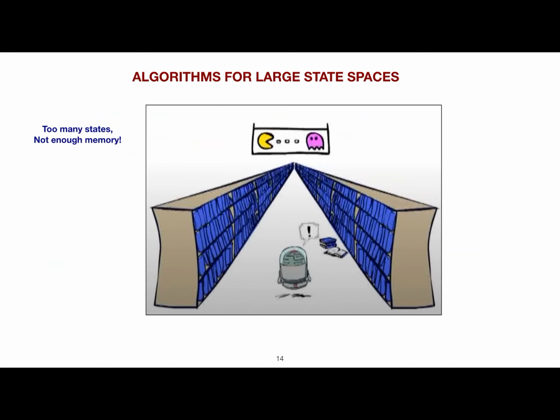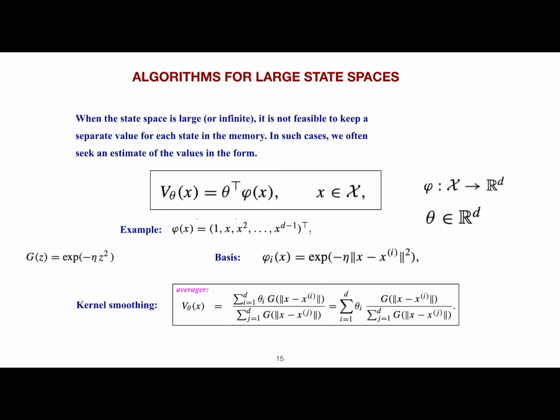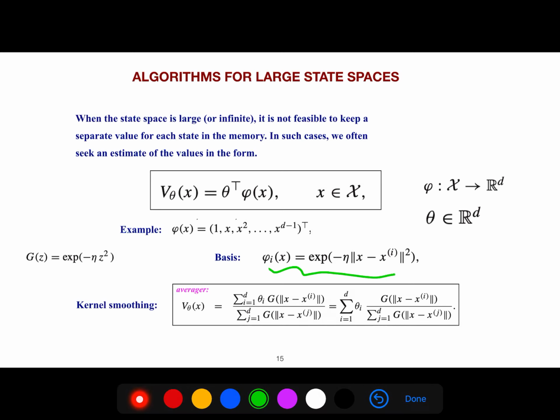I was saying that it takes memory, so we cannot do it for large state spaces. It's not tractable. So that's why people try to approximate it. It's funny because we are approximating the approximate. So we can use kernel smoothing, the trick that we use in machine learning a lot. And one of the simplest bases, let's say, is this one.